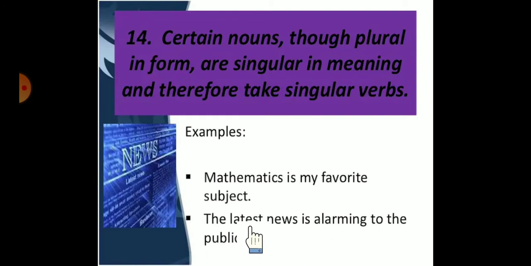"The latest news is alarming to the public." Which news? Latest news. News is plural in form, but the meaning is singular, and with a singular meaning and a plural-form subject, which form of the verb should we use here? Singular verb. According to this rule, a singular verb. So "is" is the singular verb, "alarming to the public." So this is what the 14th rule says. Now let's begin with the 15th rule.